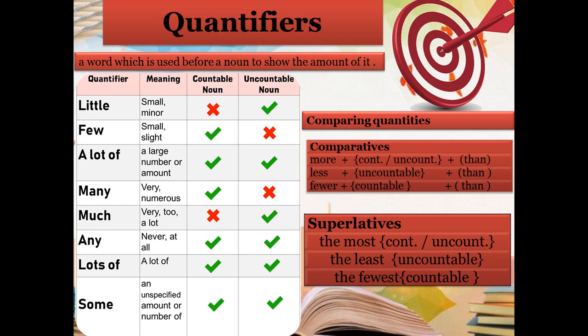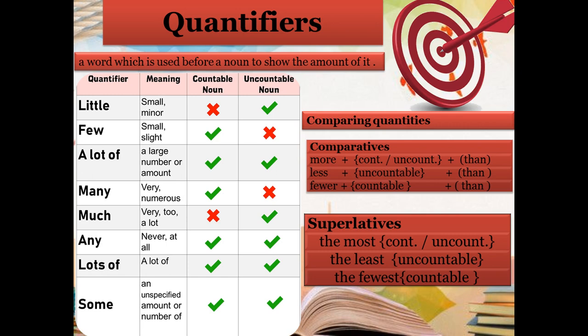Comparative form, we use more than. More here is derived from much and many, and it's for countable and uncountable. The word less with than is derived from little, and it's for uncountable. The word fewer is derived from few, and we use it for countable.